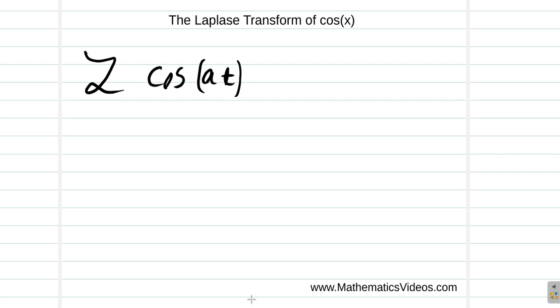Let us look at deriving the Laplace transform of the cosine of AT. Now, in a previous video, we saw the Laplace transform of the sine of AX. But remember, sometimes the horizontal axis is labeled as t, where t is usually used to represent time. Alright?